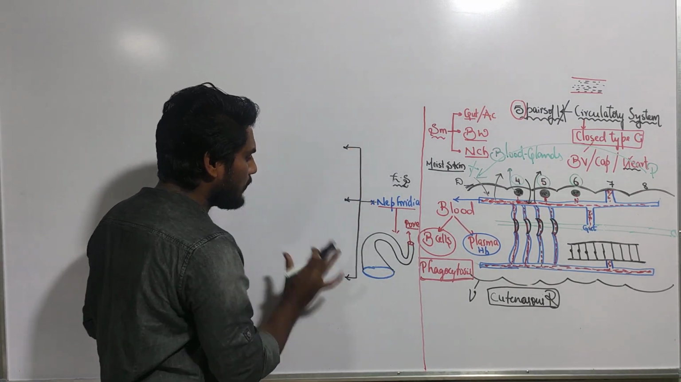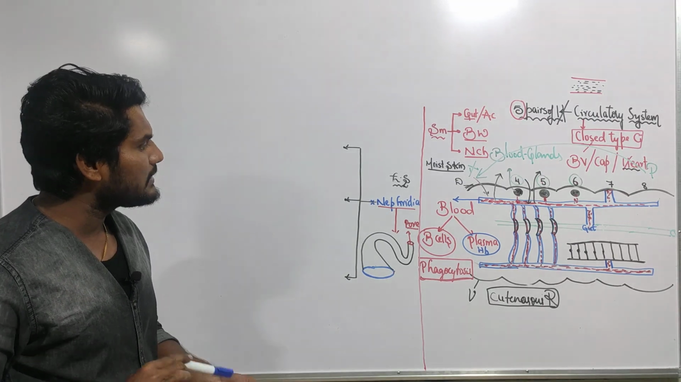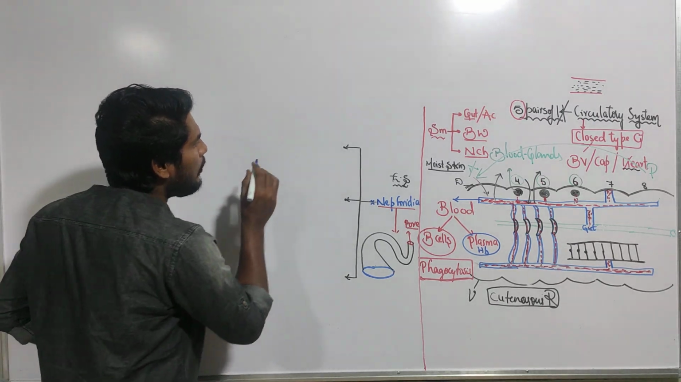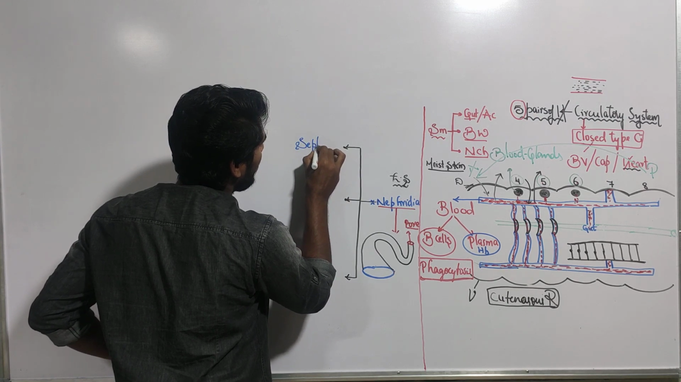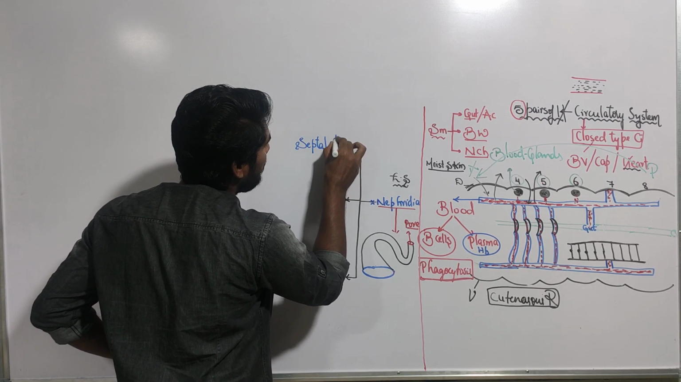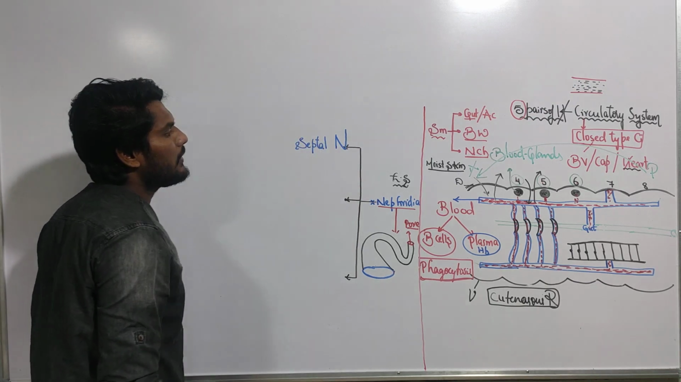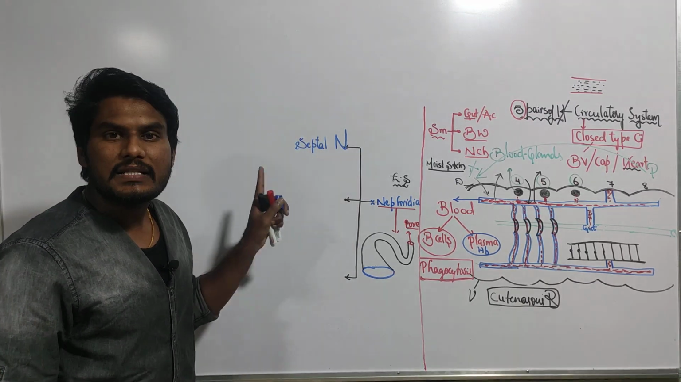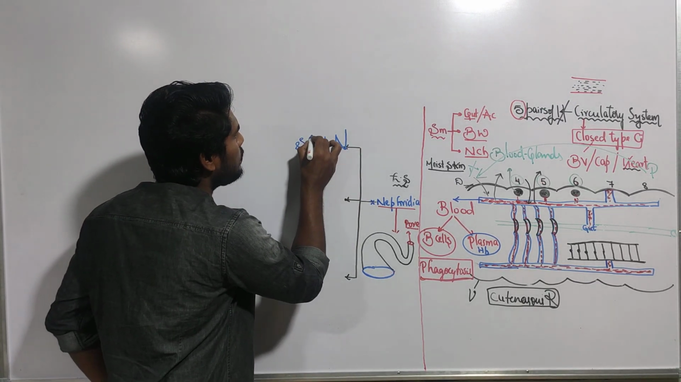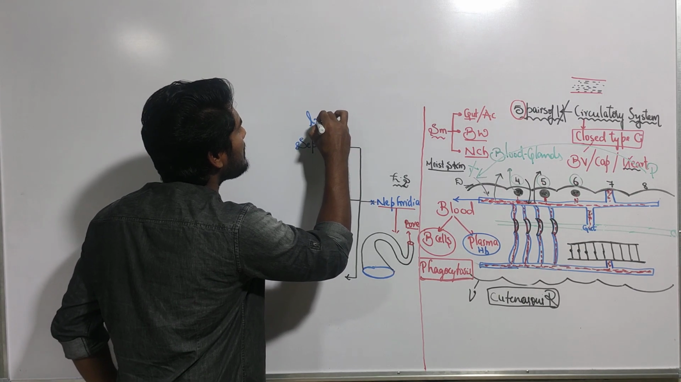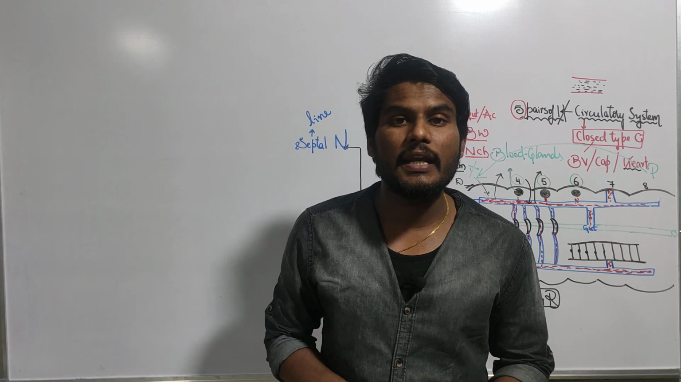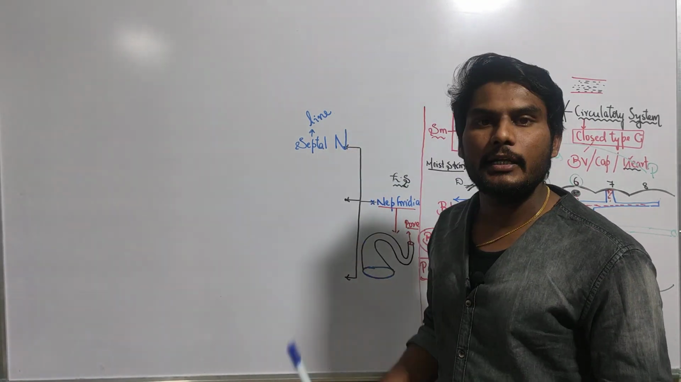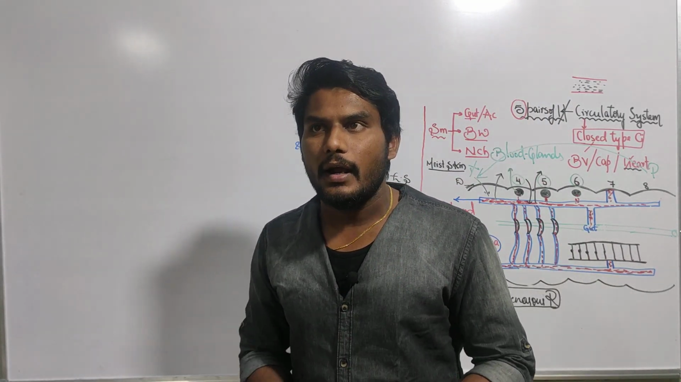Now nephridia are of how many types? Three types. What are the three types of nephridia? Number one is septal nephridia. I can't write the full name nephridia, so N. What is the meaning of septa? Septa means nothing but a line. Wherever you find the word septa, immediately remember it is nothing but a line.